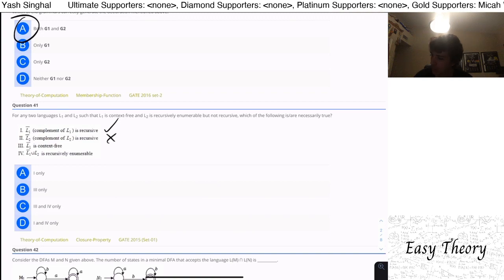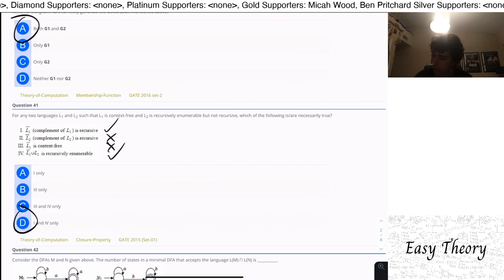For any two languages such that L1 is context-free and L2 is recognizable but not decidable, so not recursive, the complement of L1 is recursive, that's true. L2 is not, so that one's not true. L1 bar is context-free, nope, not necessarily. L1 bar union L2 is recursively enumerable. Yep, so it's 1 and 4 here.